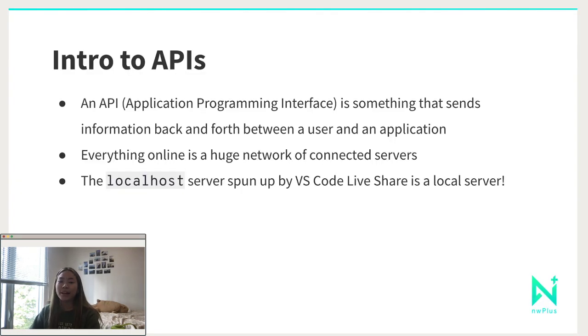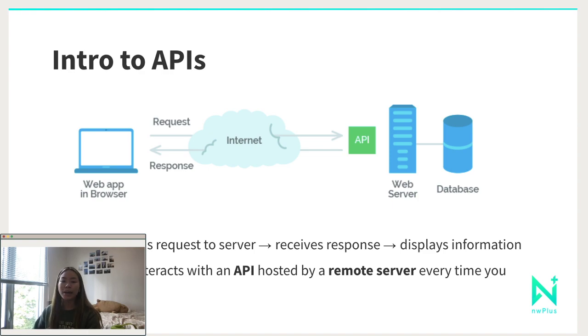So what is an API? API stands for Application Programming Interface, and it's something that simply sends information back and forth between a user and an application. How does this relate to web applications? Everything on the web can be thought of as a large network of connected servers. For example, the localhost server that you just spun up with VS Code's Live Share extension is a local server on your laptop. And here is a nice flow diagram of what happens.